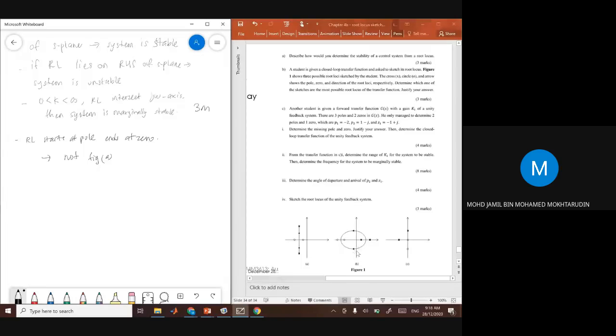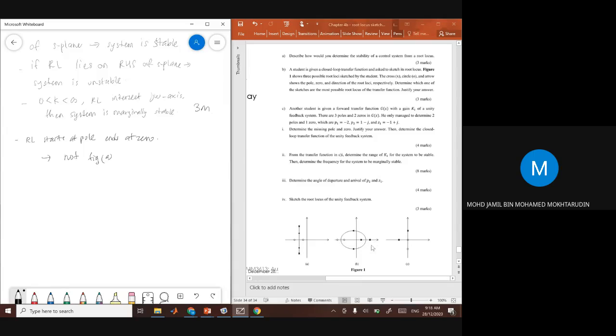We look at figure B. So figure B, the arrow shows the root locus start from poles and then end at zeros. And it is also symmetric about the real axis.